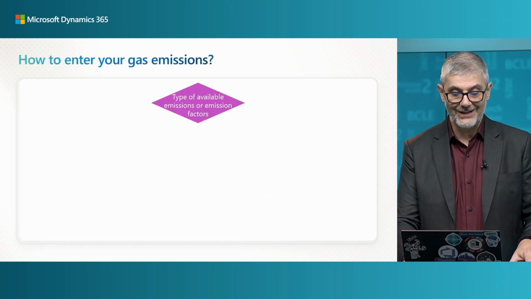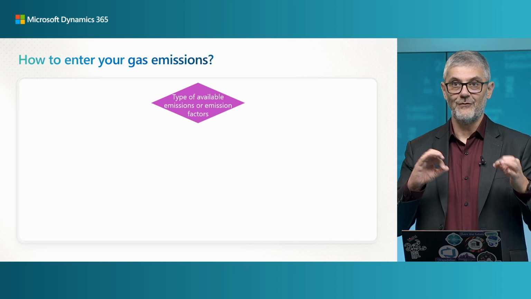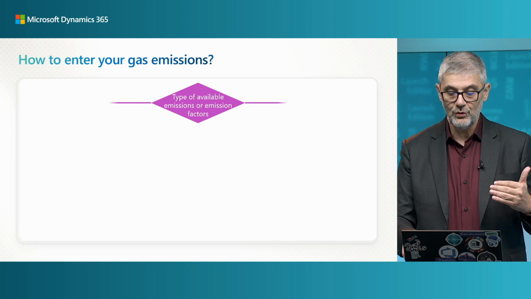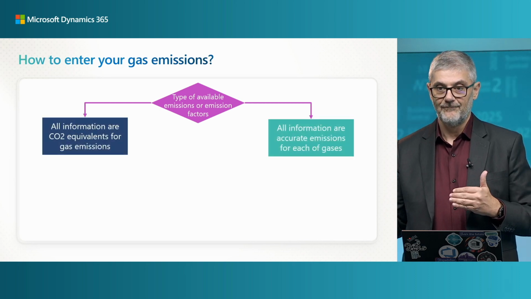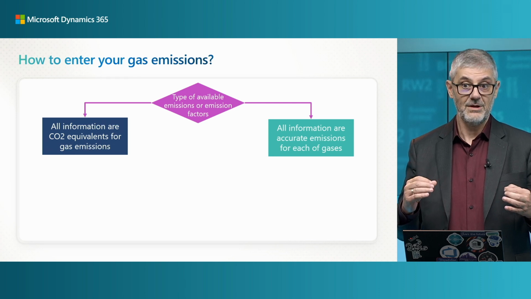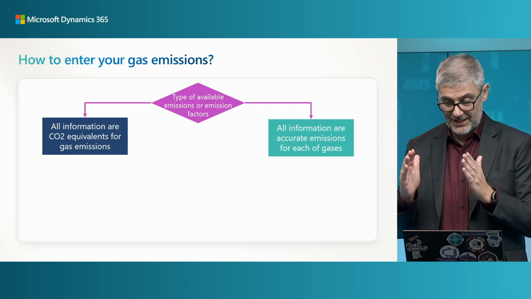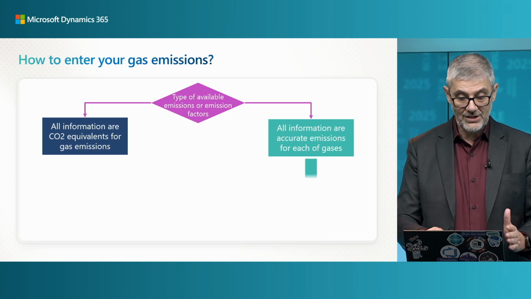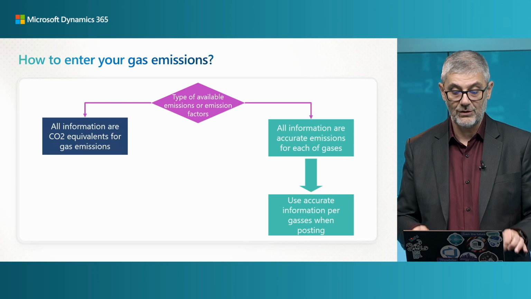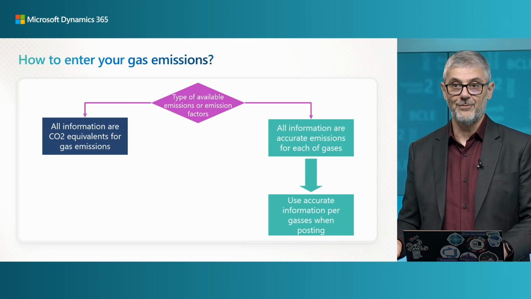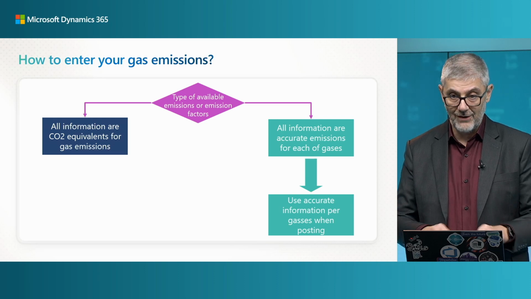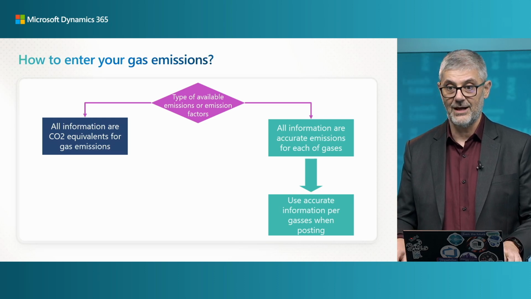So how does it work? It depends on how you set it up. You have two options. If you want to use the previous model, where you use accurate emissions for each of the gases, which we already had in the system, you just need to continue to use it this way. You need to enter accurate emissions per each gas when posting, in the sustainability journal or in a purchase document. Everywhere you need to enter accurate information for each of the gases.